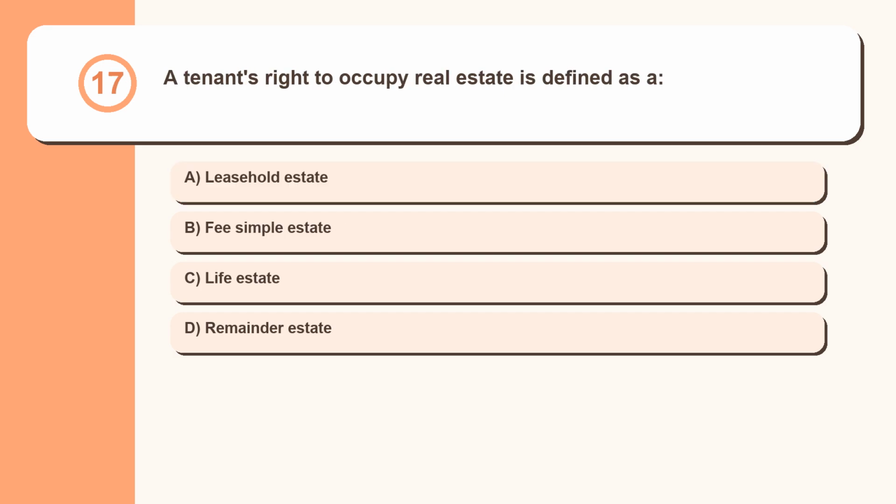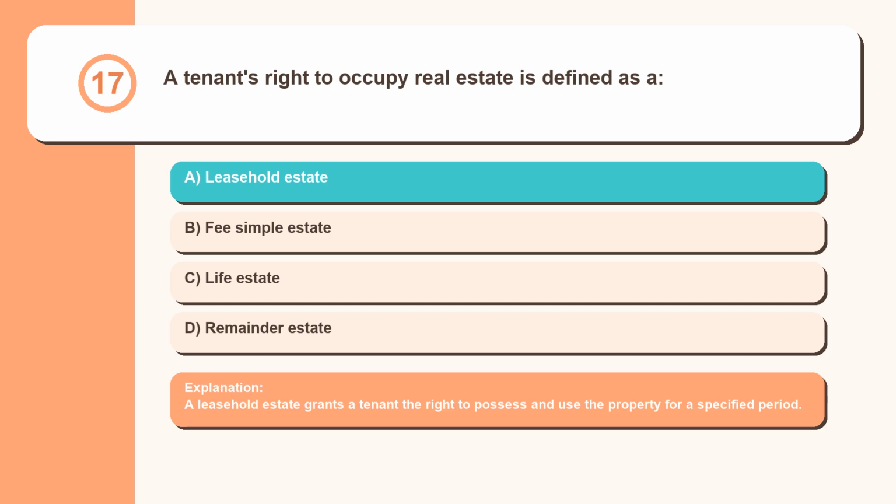Question 17. A tenant's right to occupy real estate is defined as a leasehold estate, fee simple estate, life estate, remainder estate. A leasehold estate grants a tenant the right to possess and use the property for a specified period.